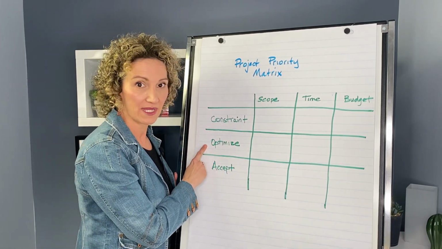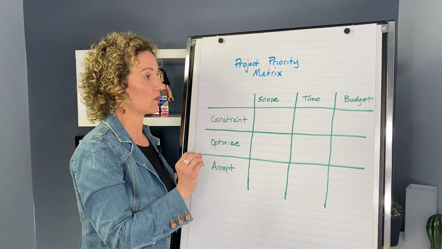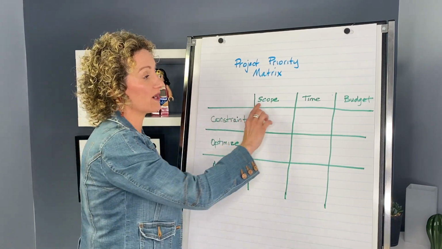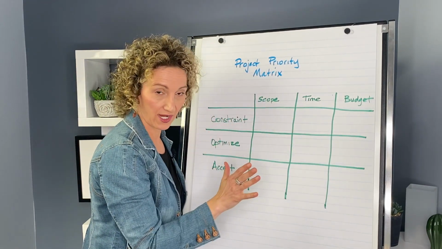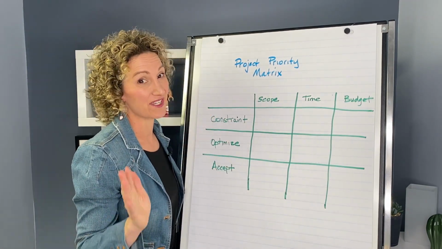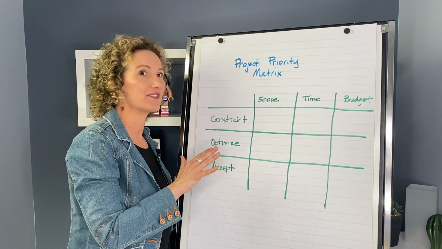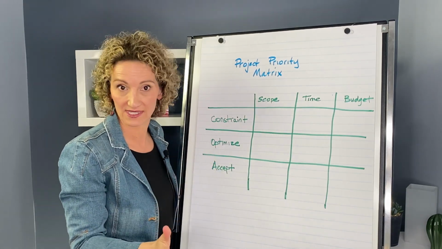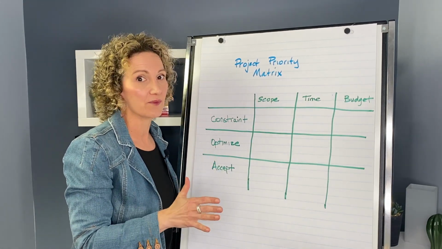What does optimize mean? Optimize is when one of these, whichever one is not the constraint, and you have two left. You don't want to change, ideally, if you can keep it the way it is, but if you have to change it, then that's something you'd consider. Doesn't mean that you'd do it, but you'd consider it.